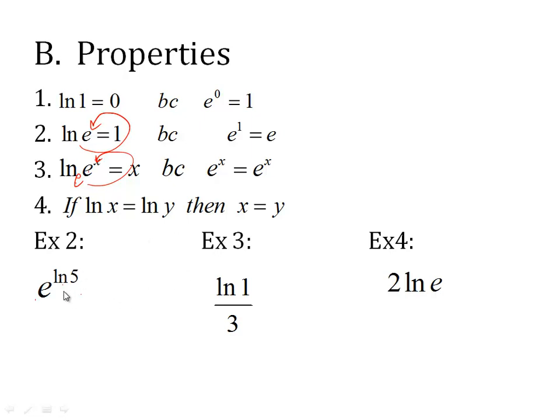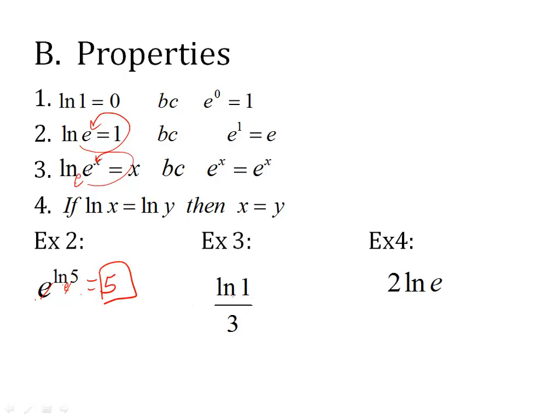Okay, example 2. So let's look at this. E raised to the natural log of 5 power. Well, think about your bases. This goes back to number 3 here. E to the natural log of e. Remember, the bases are the same here. They will cancel out, and my answer is simply a 5. If the bases are the same, whatever's left is your answer.